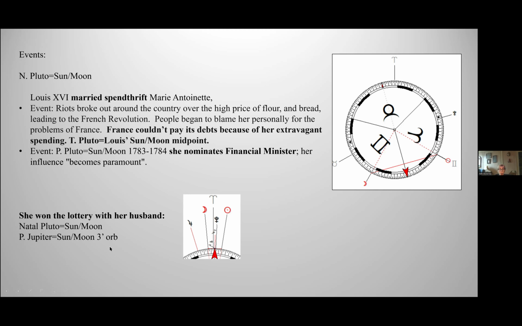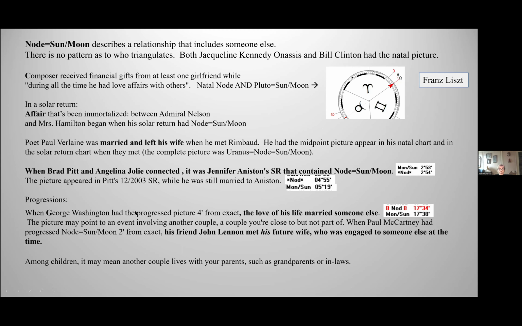Now, we saw this a while ago with progressed Jupiter on the Sun Moon Midpoint, having to do with luck and maybe some travel after they won the lottery. But she had natal Pluto on the Sun Moon Midpoint. And so there you have it. She had Pluto on the Sun Moon Midpoint, and she won the lottery with her husband. Now we have one more planet to go. We're going to do Chiron here.